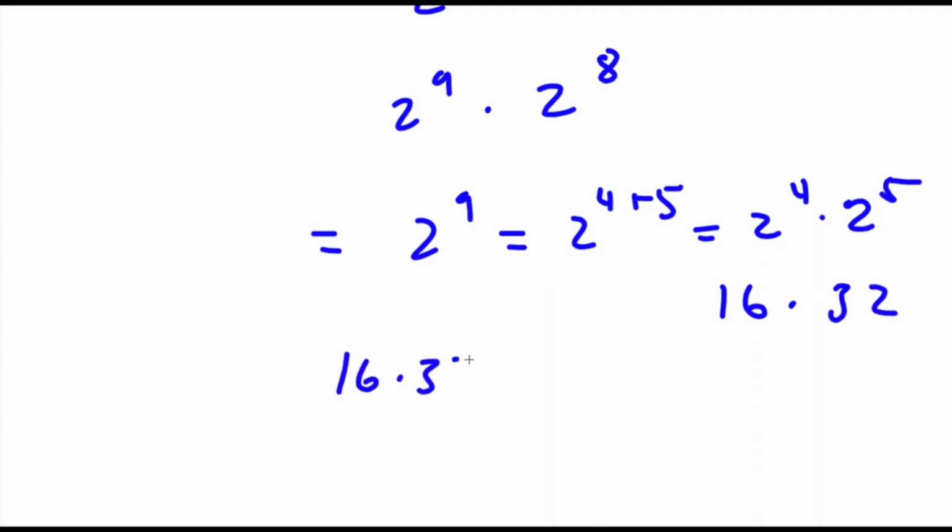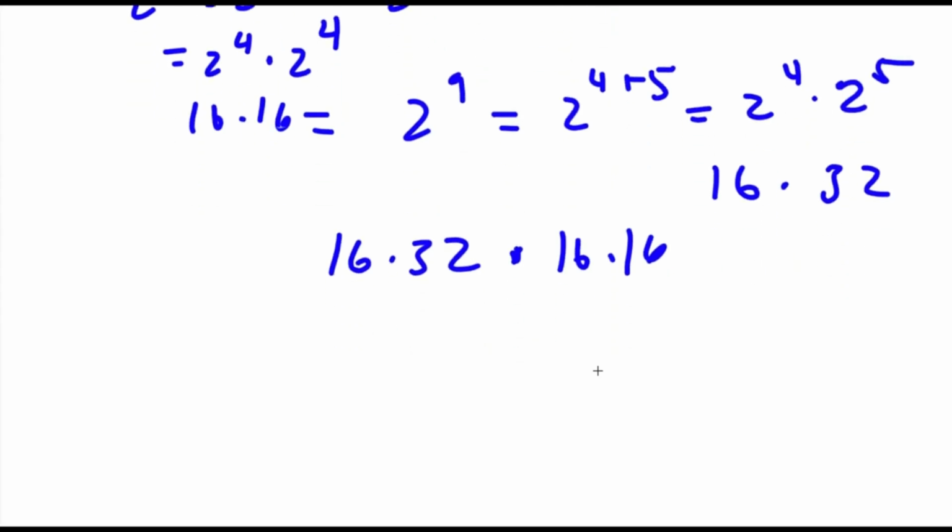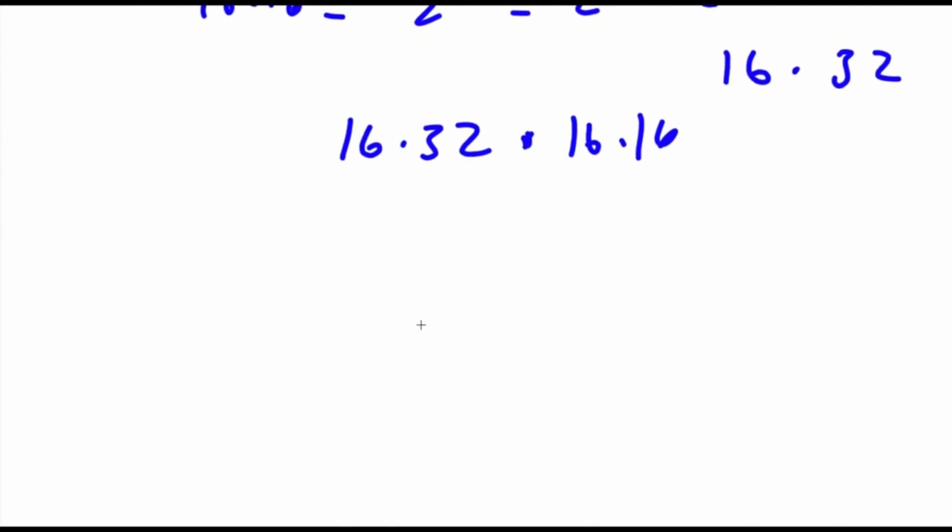So now I have 16 times 32 times 2 to the power of 8, this is equal to 2 to the power of 4 plus 4, which is equal to 2 to the power of 4 times 2 to the power of 4, which is equal to 16 times 16. So I have this times 16 times 16. Now, 16 times 16, this is 256, times 32 times 16. We do this right here.